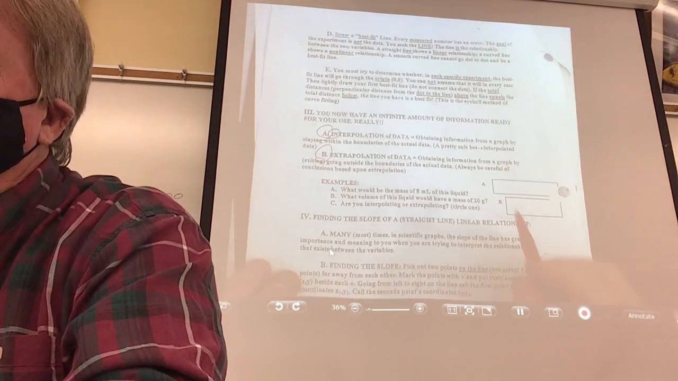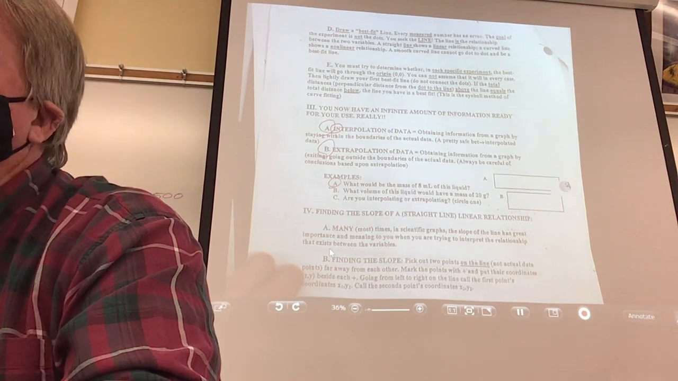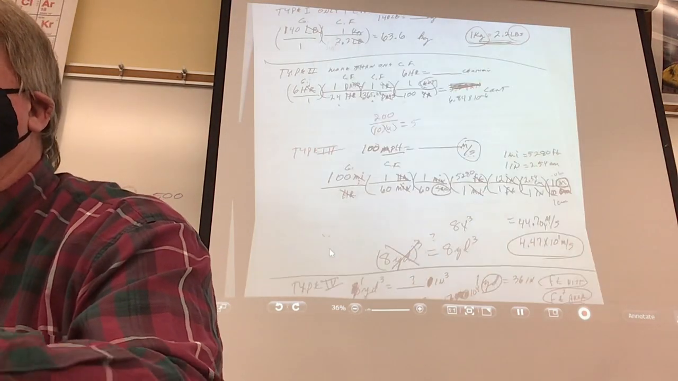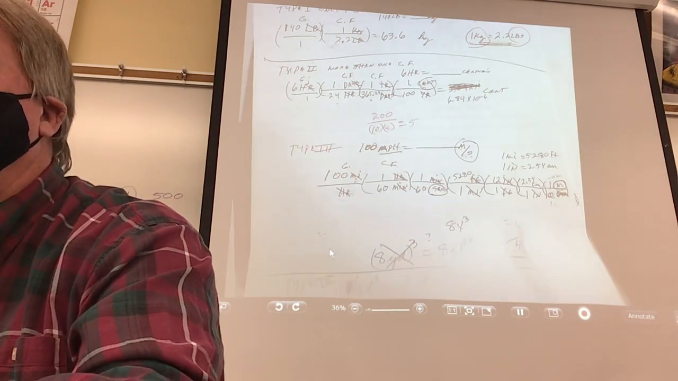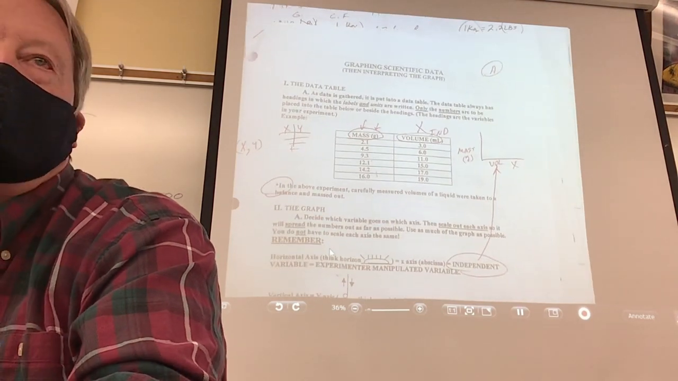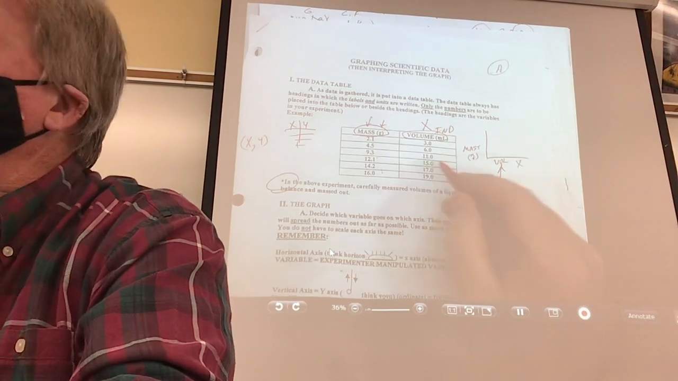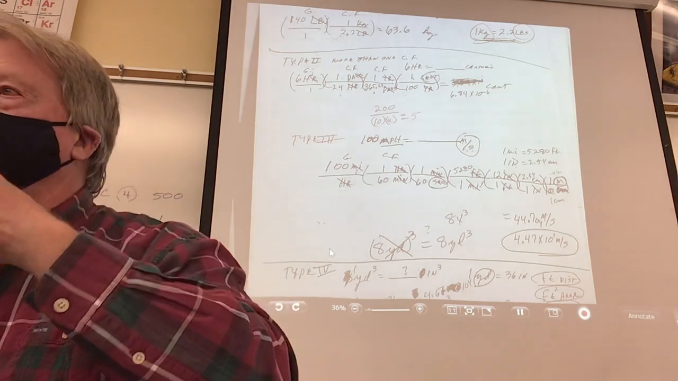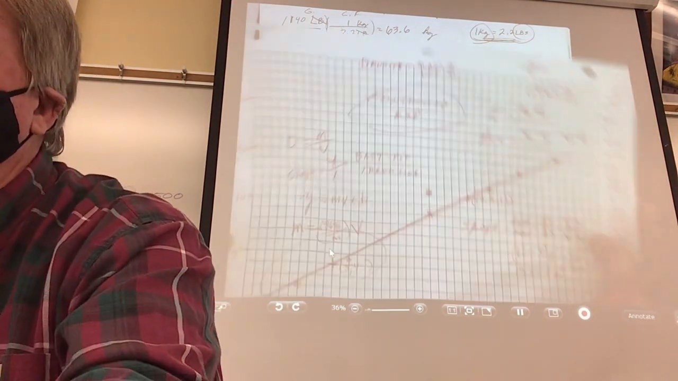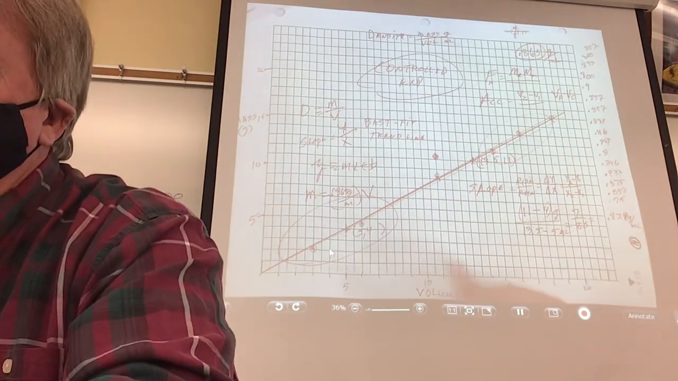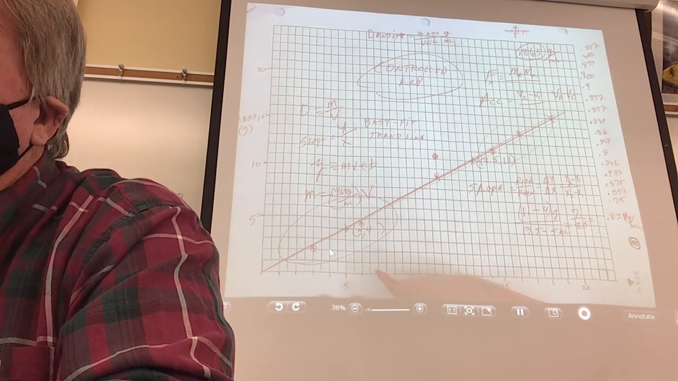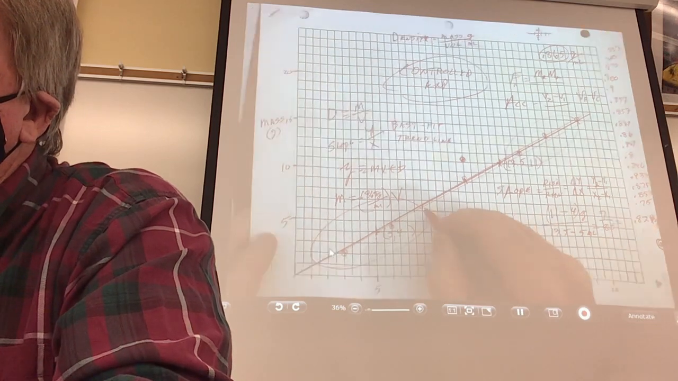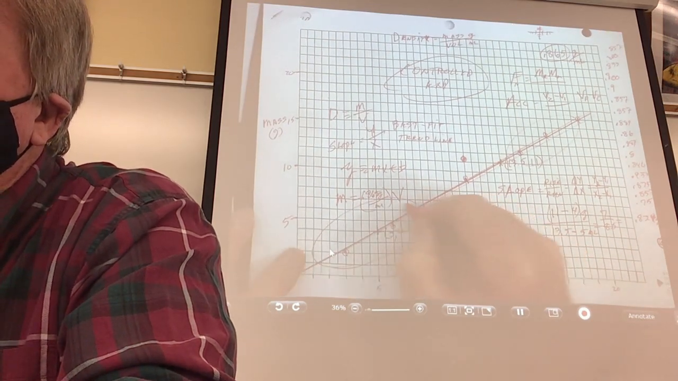So let's go down here. Here's a question. What would be the mass of 8 milliliters of this liquid? And if you look at your data table, you say, well, how am I supposed to know that? I didn't do the 8 milliliters. You say, well, yeah, you forgot. How much information do you have available to you now? Infinite. So now let's go find 8 milliliters. 5, 6, 7, 8. I go up here till I hit the line, and then I go across, and it looks like it's going to be right about here.